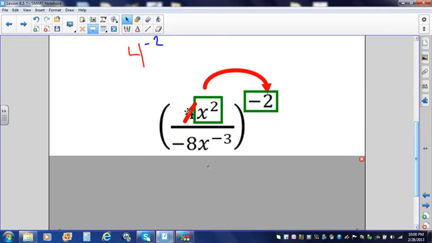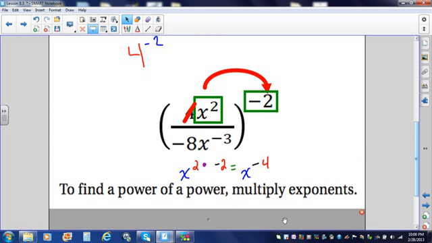I crossed out the 4 because I use it. Now I have x to the second power raised to a power. If you raise a power to a power, we multiply the exponents. So I multiply 2 times -2. That gives me -4.